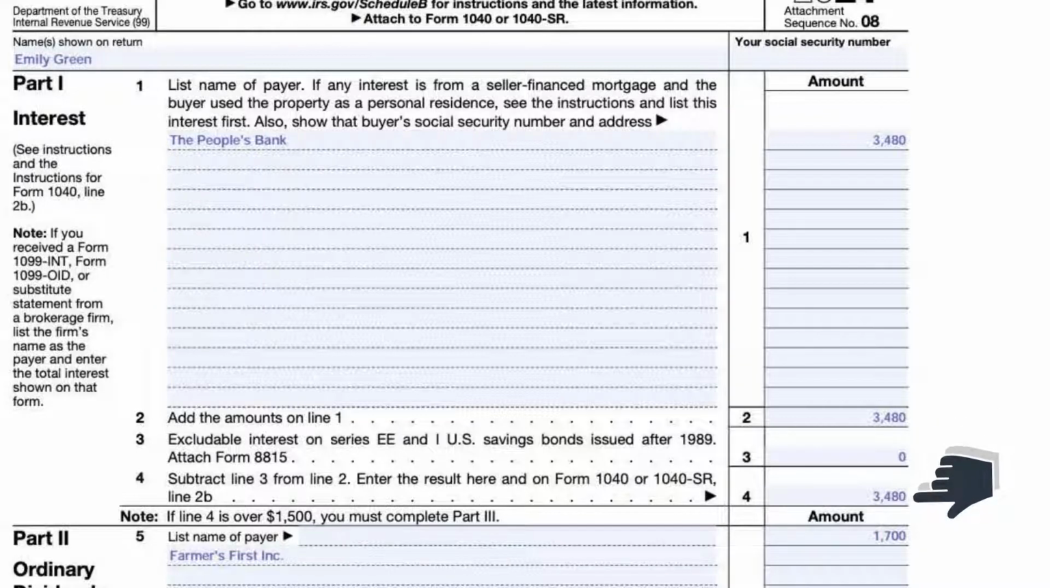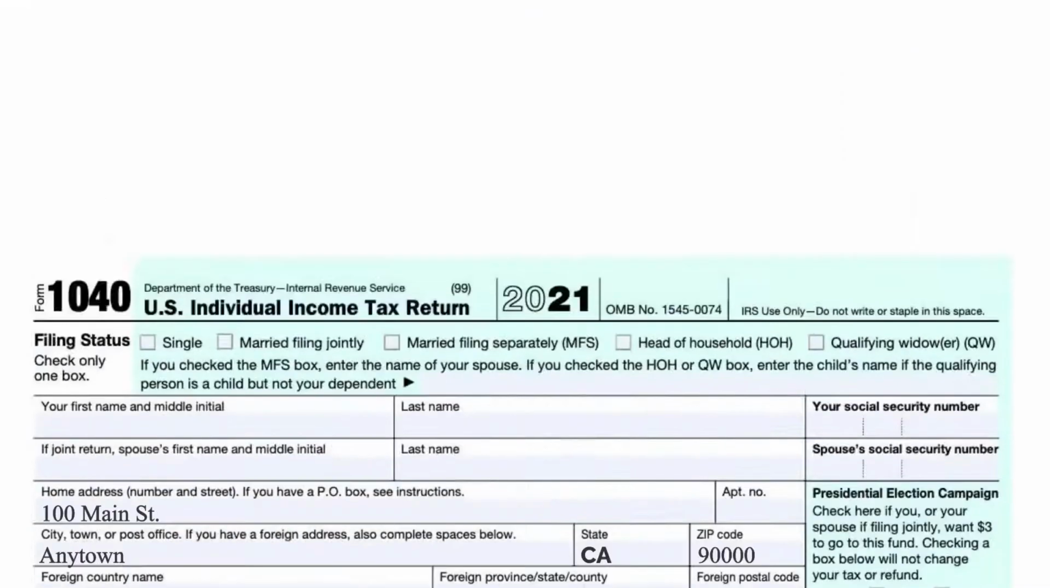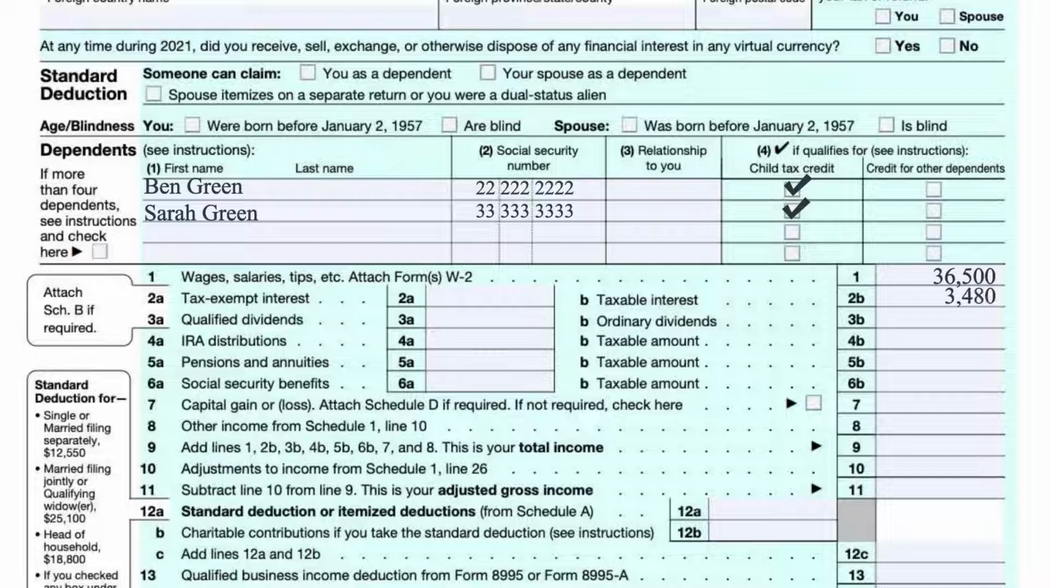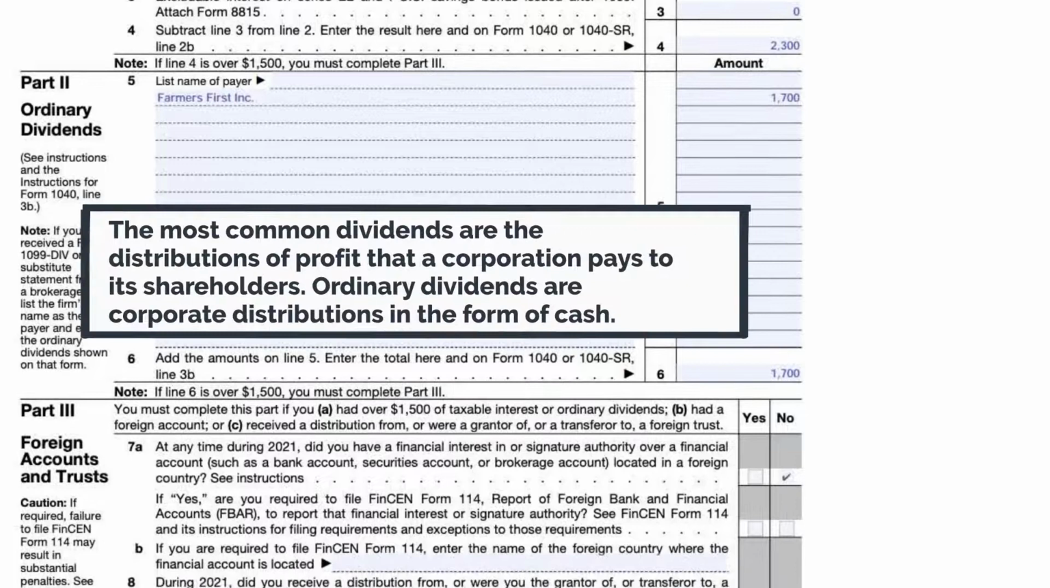The last line asks to subtract line 3 from line 2. The total amount of $3,480 on line 4 is entered on line 2B of Form 1040, and Schedule B is attached. Now on to lines 3A and 3B, where qualified and ordinary dividends are entered. The most common dividends are the distributions of profit that a corporation pays to its shareholders. Ordinary dividends are corporate distributions in the form of cash.